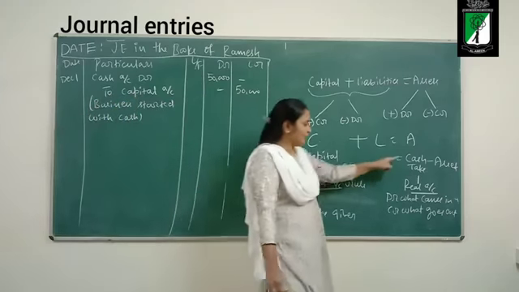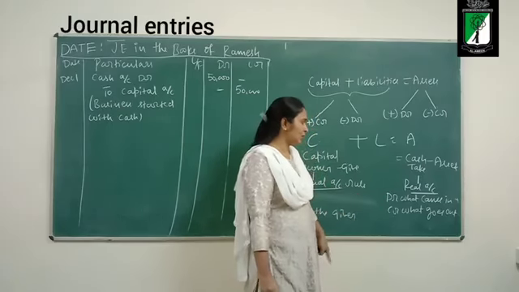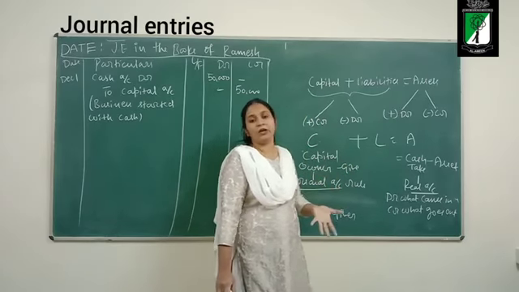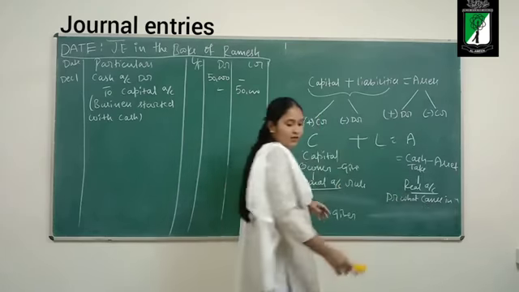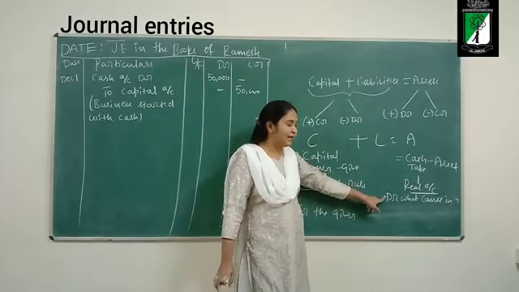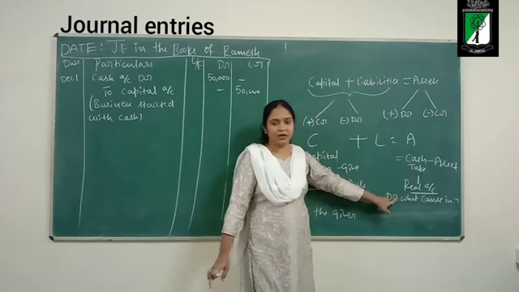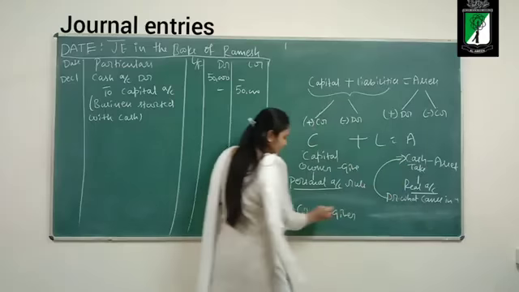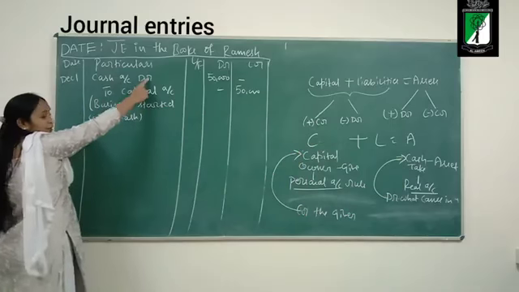And here, cash is an asset. What is the rule? Debit what comes in, credit what goes out. So, think from the viewpoint of the business. Cash is coming in or going out of the business? It is coming into the business. So, debit what comes in. Whatever comes in, you should debit according to this rule. So, I will debit cash. I will credit capital.